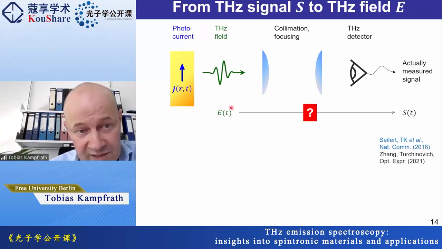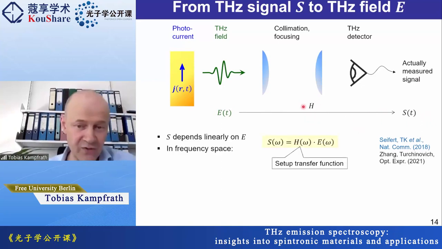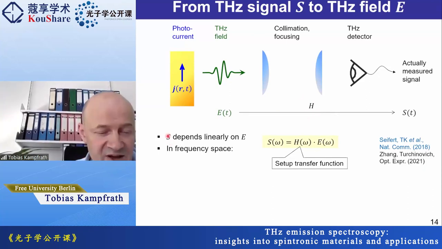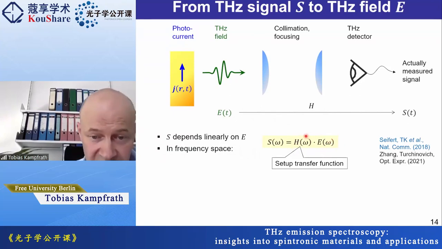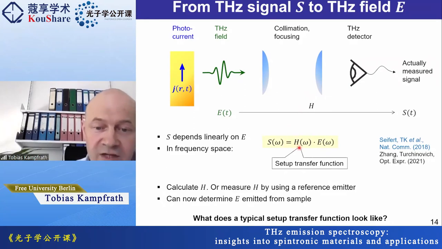And how are the electric field of the terahertz pulse behind a sample and the terahertz signal connected to each other? They are connected by a so-called transfer function H. The reason is that the terahertz signal depends linearly on the terahertz electric field behind the sample. So this relationship between the signal that we measure and the signal that we would like to know is simply linear. And in frequency space, you can very easily write down this linear relationship. The signal that we measure at a certain frequency is simply the product of the electric field that we would want to know times some transfer function that describes the characteristics of our terahertz emission setup. And well, if we knew this setup transfer function, it would be easy to solve this equation for E and therefore determine the terahertz electric field behind a sample.